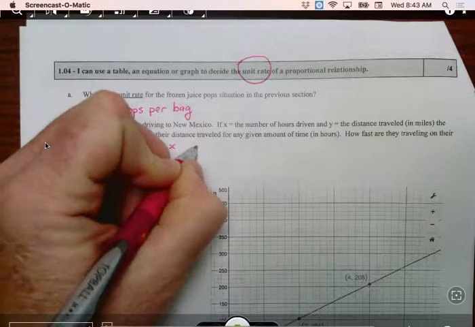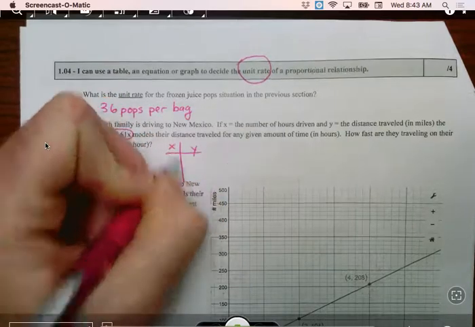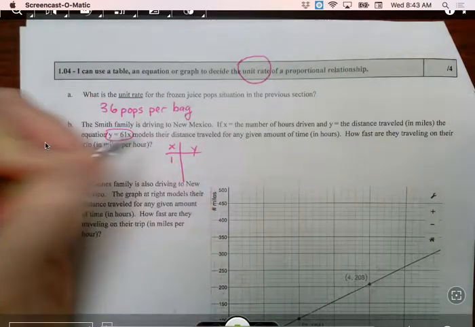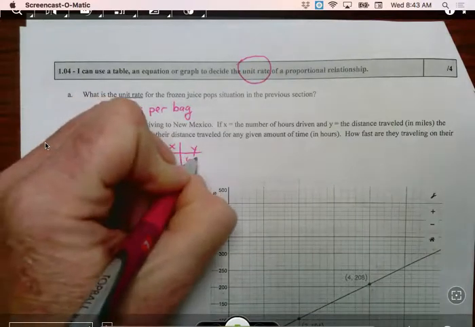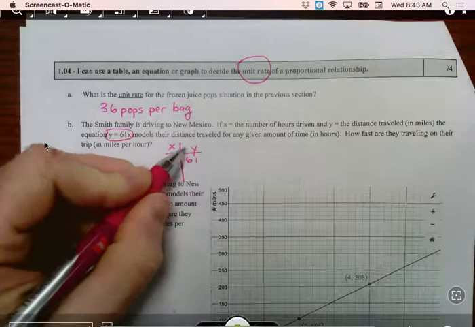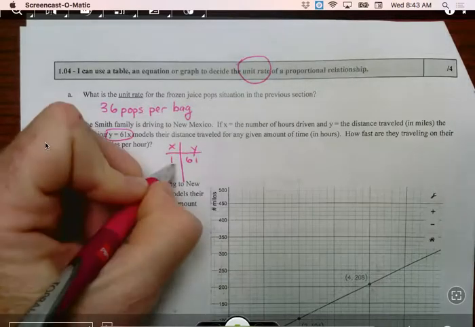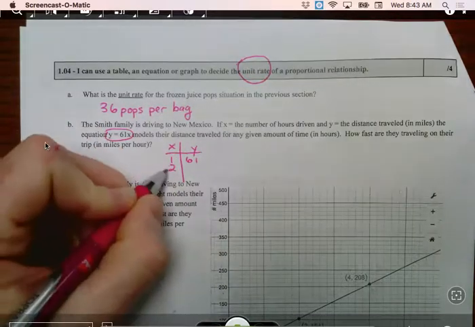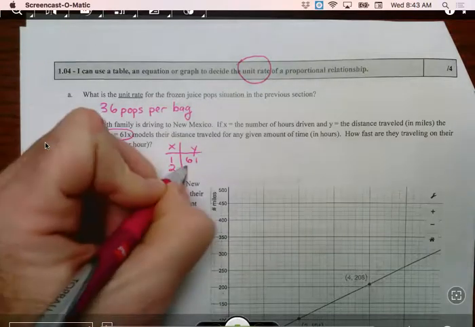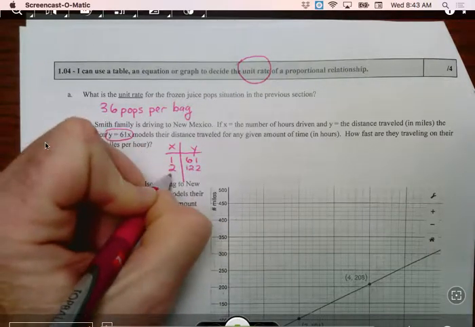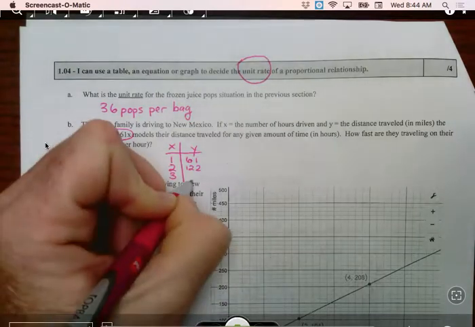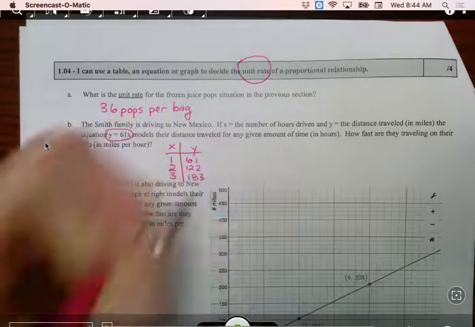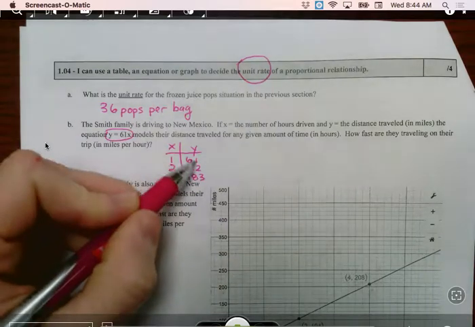So I'm going to go with a little table here. If we travel 1 hour, X is hours, 1 times 61 is 61 miles, right? This is hours, this is miles. If I drive for 2 hours, 2 times 61, that's 122. If I drive 3 hours, I get 183. Each time we're just growing by that 61.